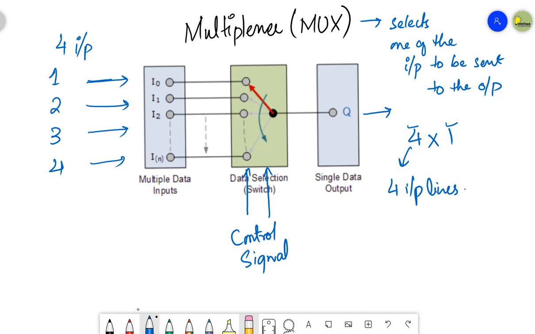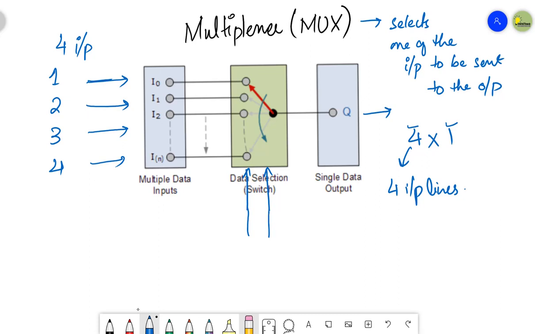And what is the purpose of multiplexer? The purpose is to select one of the inputs to be sent to the output. It chooses one of the inputs. So the decision is taken by looking at the control signals. Okay, let me tell you a little detail of it.